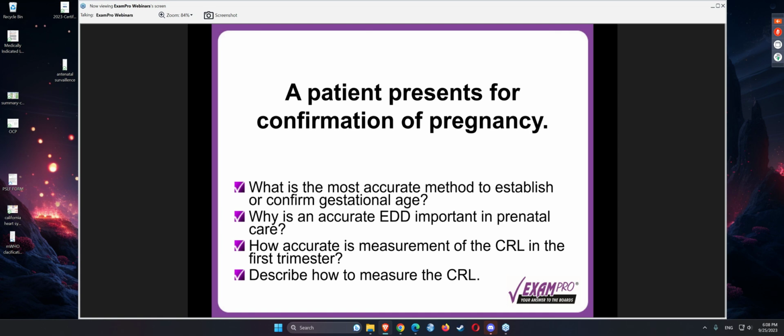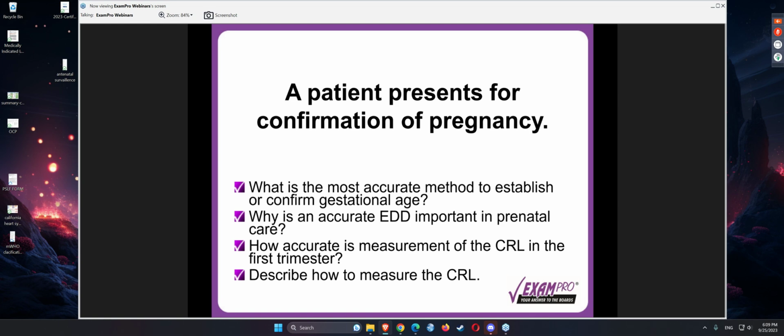So why is an accurate EDD important in prenatal care? Okay, so an accurate EDD is important because I base a lot of my decisions and management off of the estimated due date. For example, timing of certain tests during pregnancy, such as genetic screening, potential diagnostic genetic testing, as well as your 24 to 28 week labs, including glucola, the administration of immunizations such as RhoGAM, as well as delivery planning and antenatal fetal surveillance, which all depend on an estimated due date.